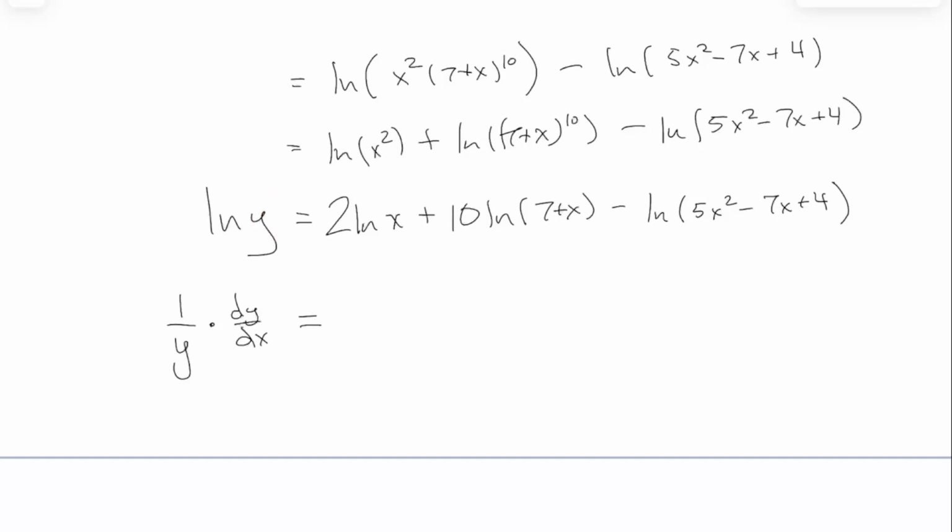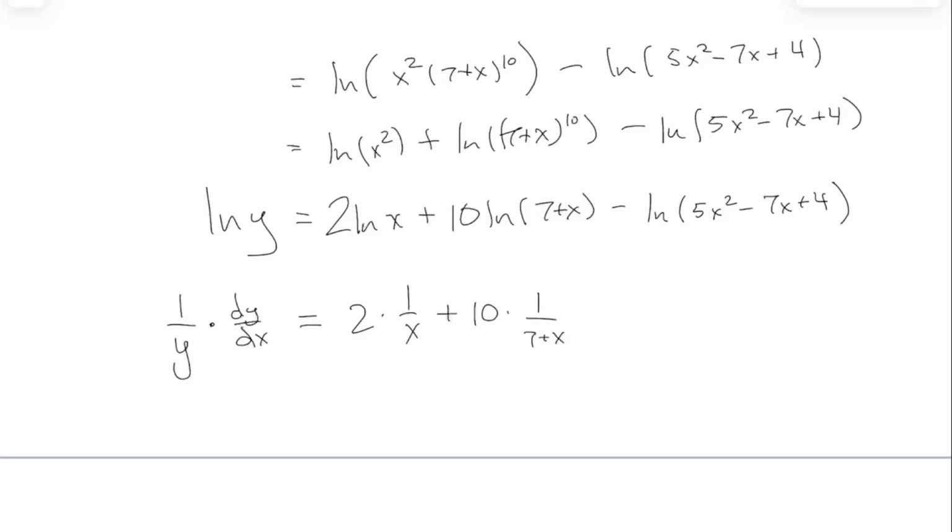The derivative of y, of course, is dy dx. All right, and then I take the derivative over here also. And these derivatives are all fairly easy. 2 ln x becomes 2 times 1 over x, plus 10 times ln of 7 plus x becomes 1 over 7 plus x. Each time you're going to have to use the chain rule, so I should multiply this times additionally the derivative of the inside, which is the derivative of 7 plus x, which is 1.